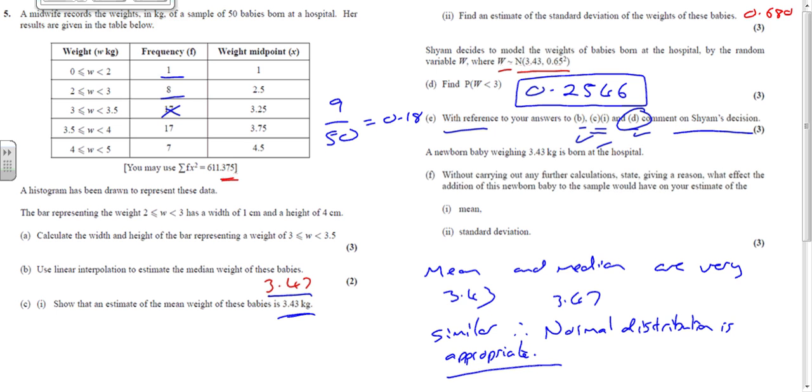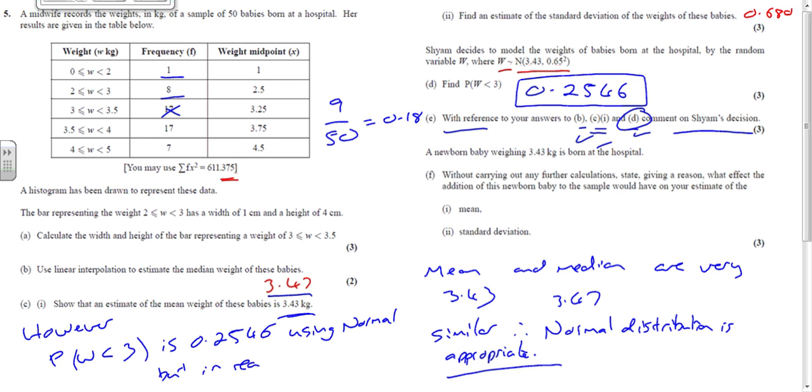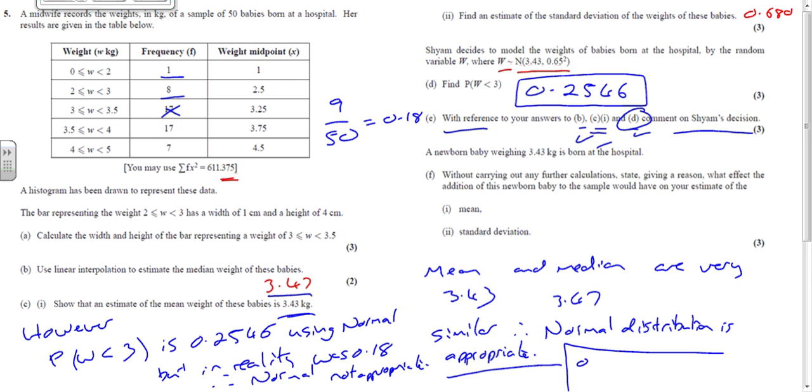So what I would say is after this, however, the probability that the weight is less than 3 is 0.2546 using the normal, but in reality was 0.18. Therefore, normal not appropriate. Then I have an overall answer. Overall not appropriate due to probability not matching. And I'd be confident that would get me all 3 marks.